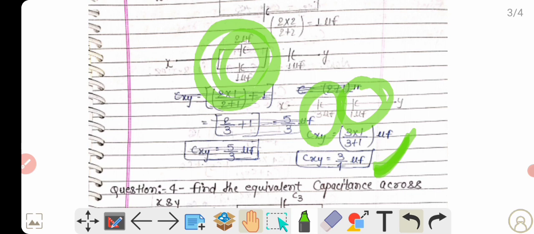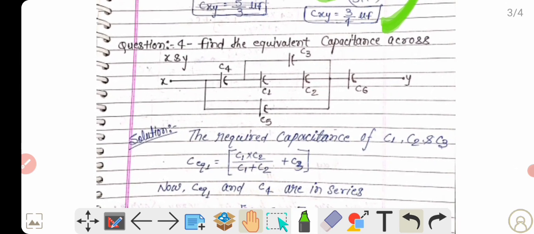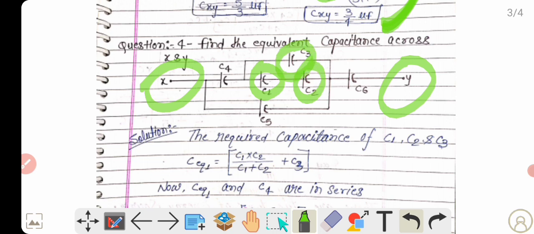Now my dear friends, the next question is: find the equivalent capacitance across x and y. In this question we have to find the equivalent capacitance between terminal x and y. First of all, we have to deal with the capacitors C1, C2 and C3.